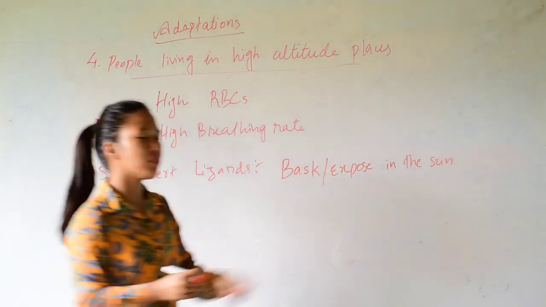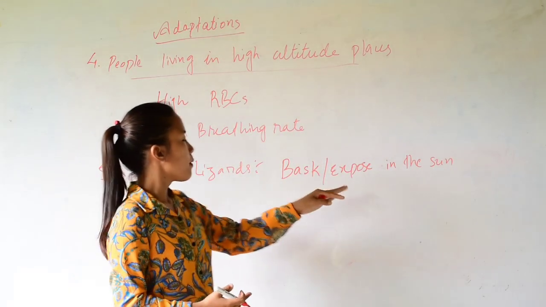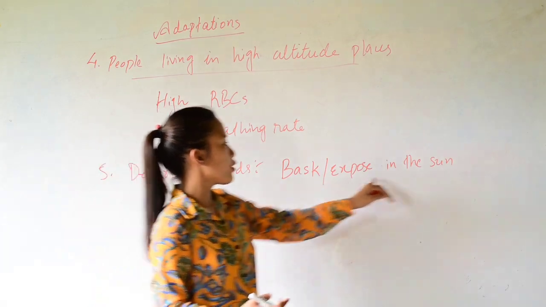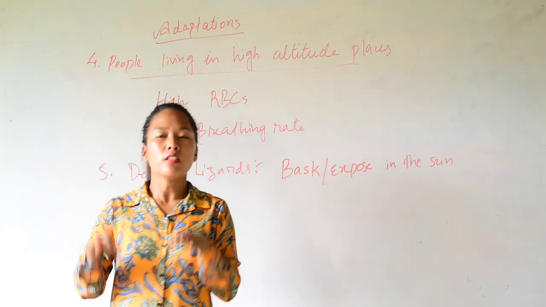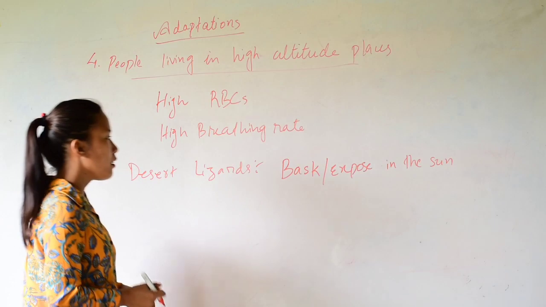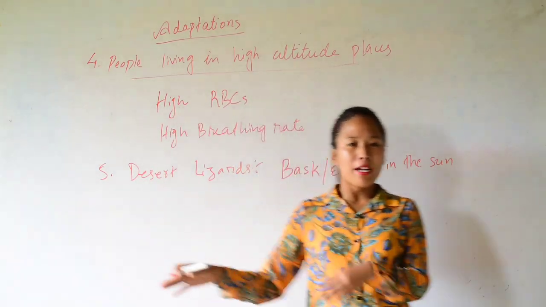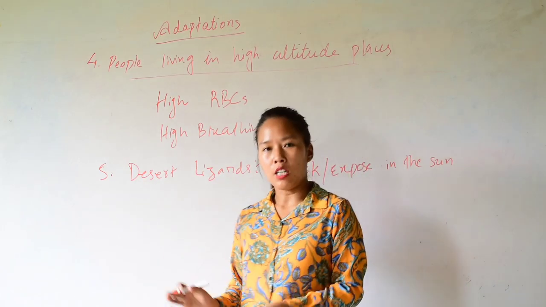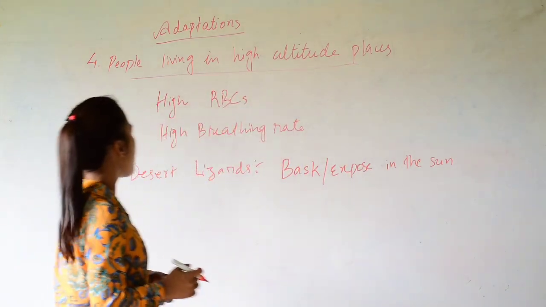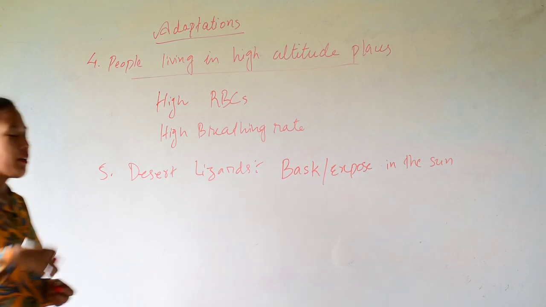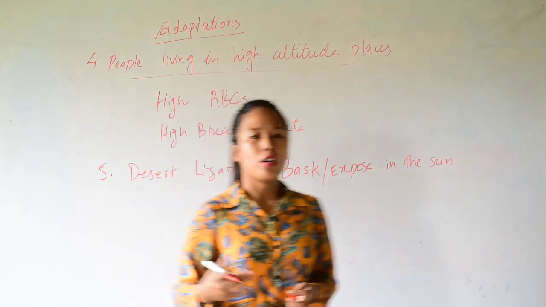When it is cold outside, they will just bask or expose themselves in the sun in order to maintain an optimal body temperature. And when the temperature goes beyond their optimal temperature, they go back to a shady place in order to cool down. So that is how different organisms have adapted, and then they are able to survive and reproduce successfully.